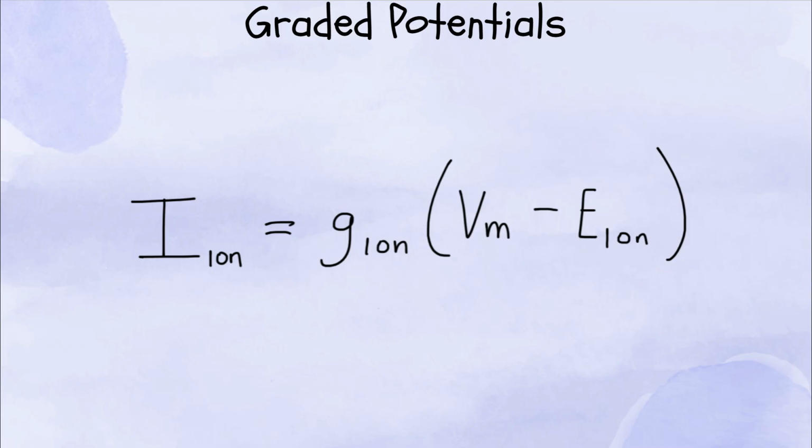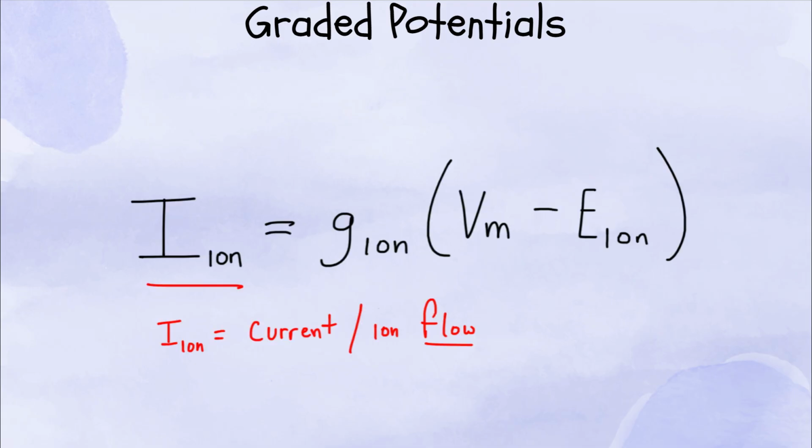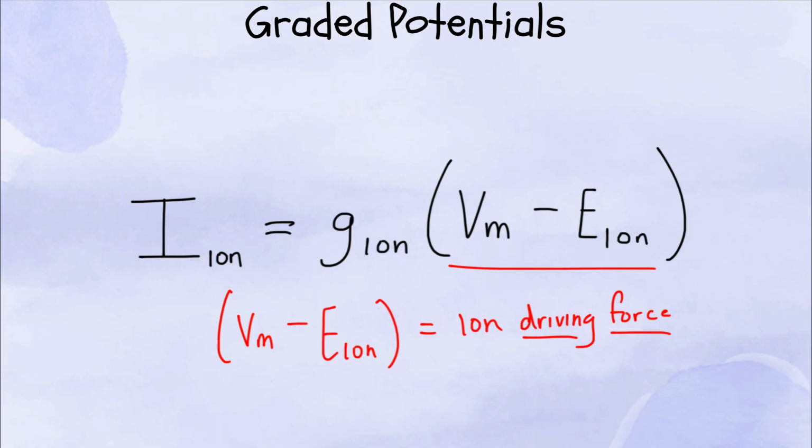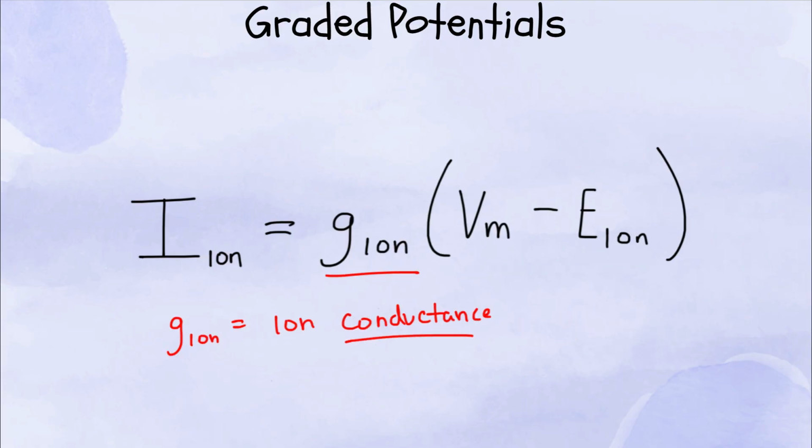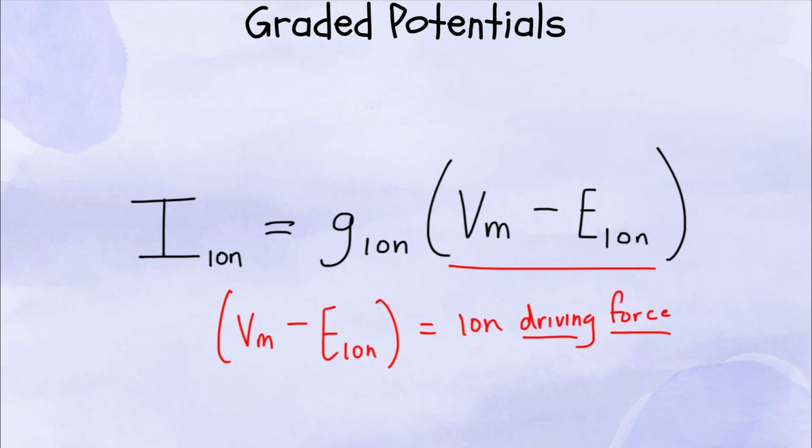To explain how these graded potentials work, I'm going to introduce another equation. I ion equals G ion times the difference between Vm and E ion. This equation relates the current, or ion flow, of a single ion to the conductance and ionic driving force. Conductance is, as the name suggests, a measure of how conductive a membrane is, and can be modulated by opening and closing ion channels. The driving force calculates how different the membrane potential is from the equilibrium potential. It's called the driving force because it shows the difference between where the cell is versus where it would need to be for the ion of interest to be at equilibrium. The larger this is, the more of a driving force there needs to be to get to equilibrium.